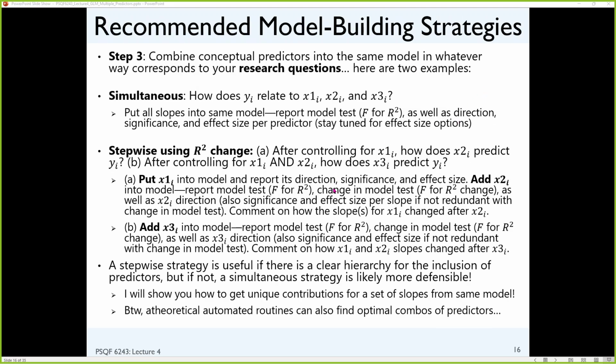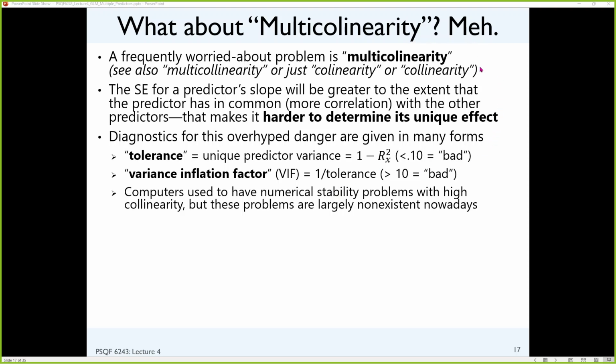At this point, some folks would tell you about multicollinearity, which by the way is spelled a bunch of different ways and sometimes has multi in front of it and sometimes doesn't. This is not a thing you need to worry about in your lives, okay? Just don't. It's not a big deal. It used to be the case that when computers were less good, having very high collinearity could cause estimation issues, but that's not really a thing anymore.